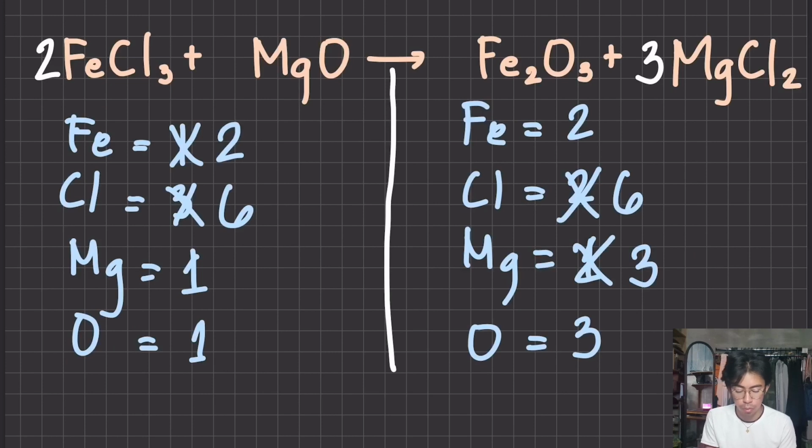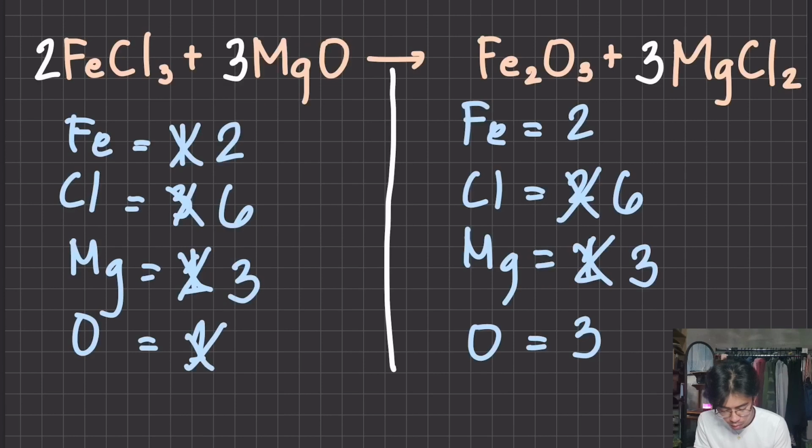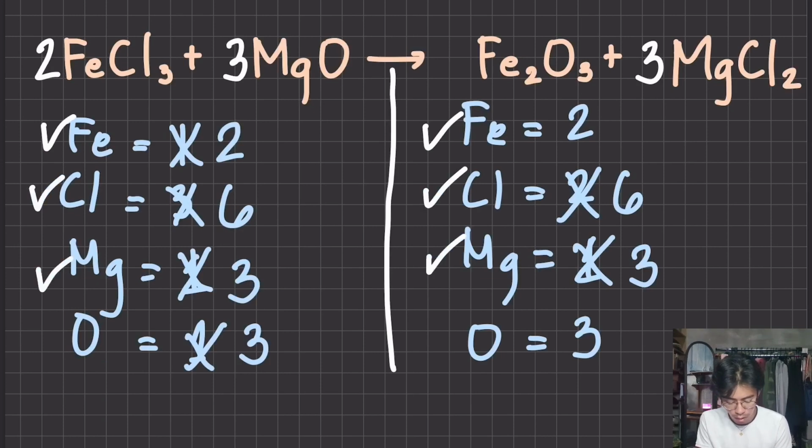Magnesium on the reactant side is 1 and on the product side is 3. Therefore, we write 3 in front of MgO. Mg now becomes 3 and oxygen becomes 3. Then check oxygen. Oxygen on the reactant side and on the product side both have 3 atoms. Let's recheck each element on the reactant side and on the product side to make sure that they are equal. Iron 2 on both sides, chlorine 6 on both sides, magnesium 3 on both sides, and oxygen 3 on both sides. Therefore, this is the balanced chemical equation.